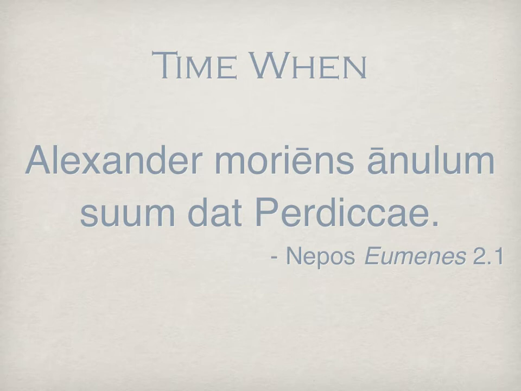But it might be nice to do a little more with this participle and build in a when or an as. When he is dying, Alexander gives his ring to Perdiccas. As he is dying, Alexander gives his ring to Perdiccas. At that time, in the circumstance of his dying, the action of the main verb takes place. He gives the ring to Perdiccas.